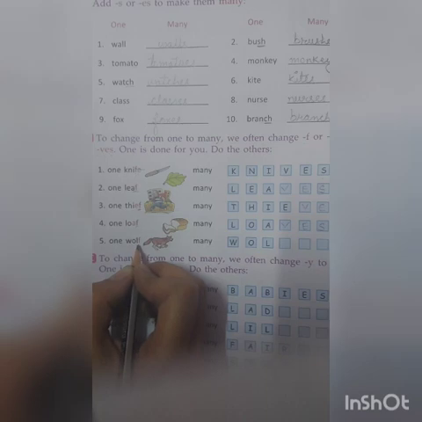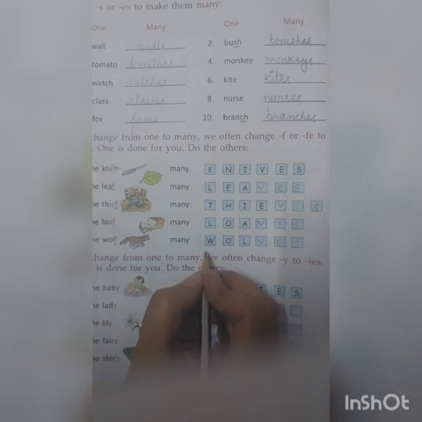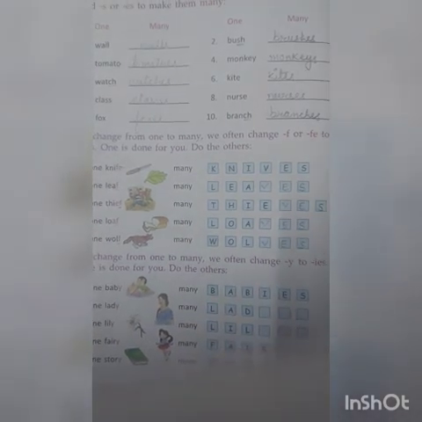Next, one wolf. Wolf again ends with the letter F, and if we have to make it into many, we will change this F into VES. So we remove the F and in place of F we put VES. So one wolf, many wolves.